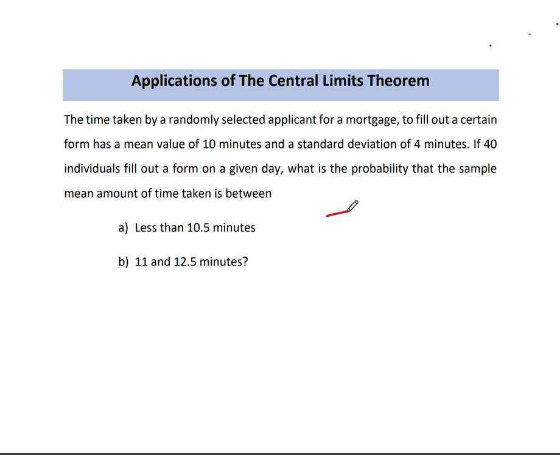When we're calculating the probability of the sample mean x bar using the central limit theorem, we standardize using the z formula, z equals x bar minus mu divided by sigma upon the square root of n, where x bar is the sample mean for which we're calculating the probability, mu is the population mean, sigma is the population standard deviation, and n is the number of observations or sample size.